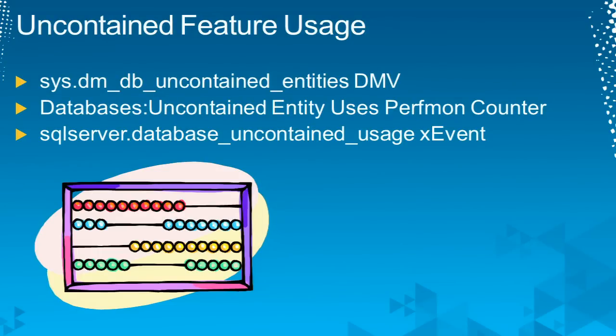So in addition to that system DMV, you can also look at the databases.uncontained entity uses perfmon counter. That's going to tell you how many objects there are in each specific database that are uncontained. And that's a real-time counter, so as new objects are created, that'll go up and down.